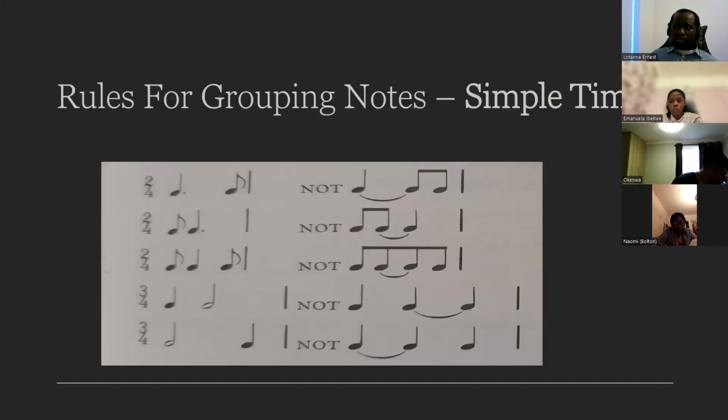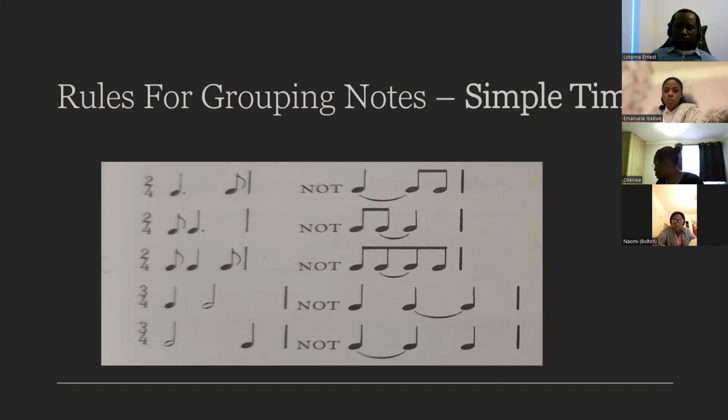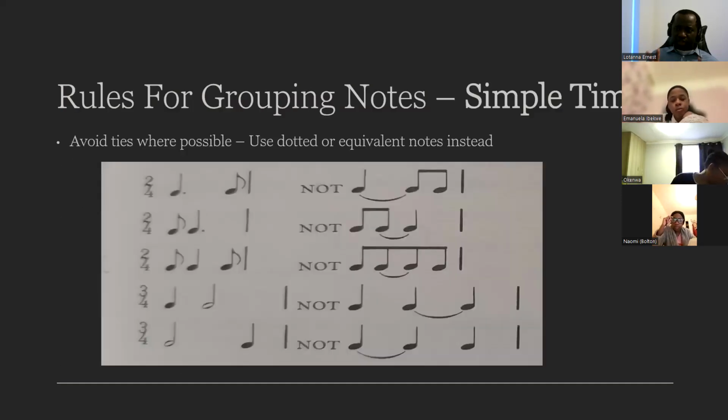Now let's get to it. So now there are rules for grouping in simple time signatures. There are rules for grouping in simple time signatures. The first rule I want you to know is avoid ties where possible. Avoid ties where possible. Rather, you should use dotted notes or the equivalent notes of those notes that are tied together instead. What do I mean? If you look at the example we have here, 2-4, all right?